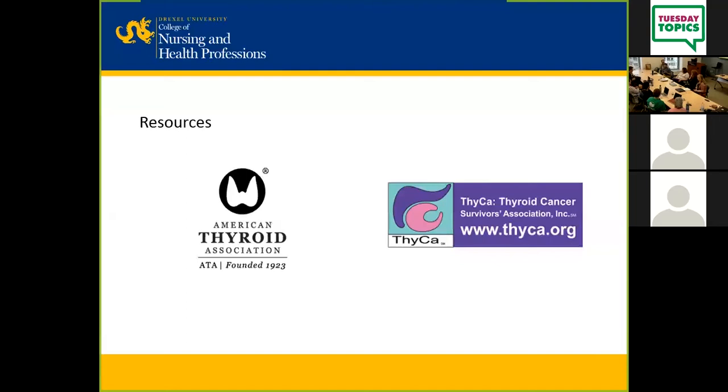Okay. Thank you. So having anti-TG antibodies basically means that you can't really follow the thyroglobulin.